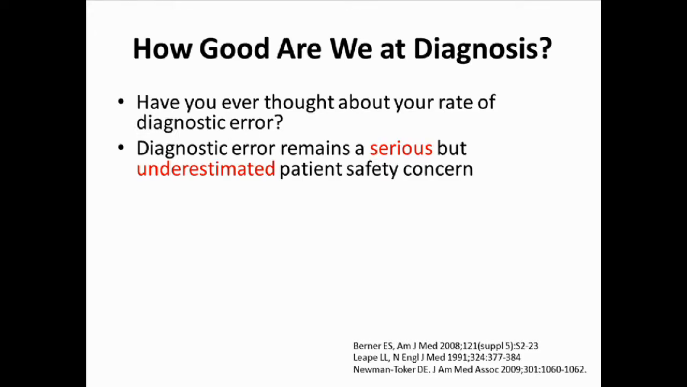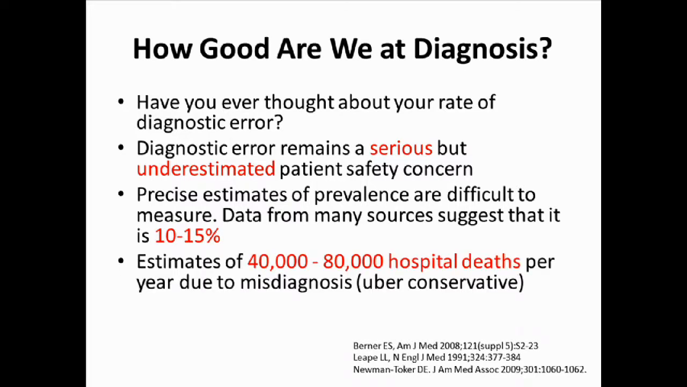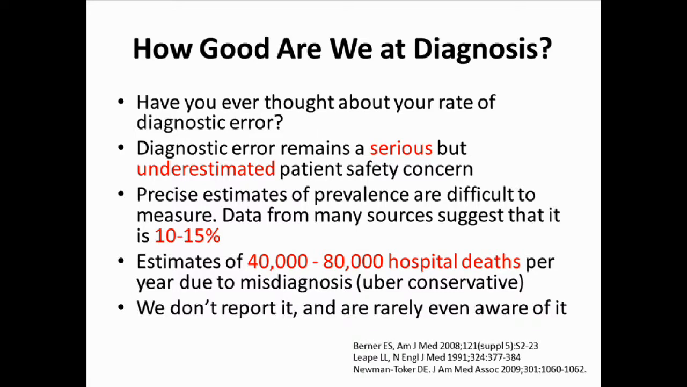Diagnostic error remains a serious but very underestimated patient safety concern. And the precise estimates of prevalence are difficult to measure, but the data say it's probably somewhere between 10 to 15%. Estimates of 40 to 80,000 hospital deaths occur each year because we diagnose them incorrectly. We don't report it. Again, who do we report it to? And we're rarely even aware of it. We all see cases from outside hospital that come in and they were poorly managed and we think we're awesome because we fixed them. But how often does that happen to us too?